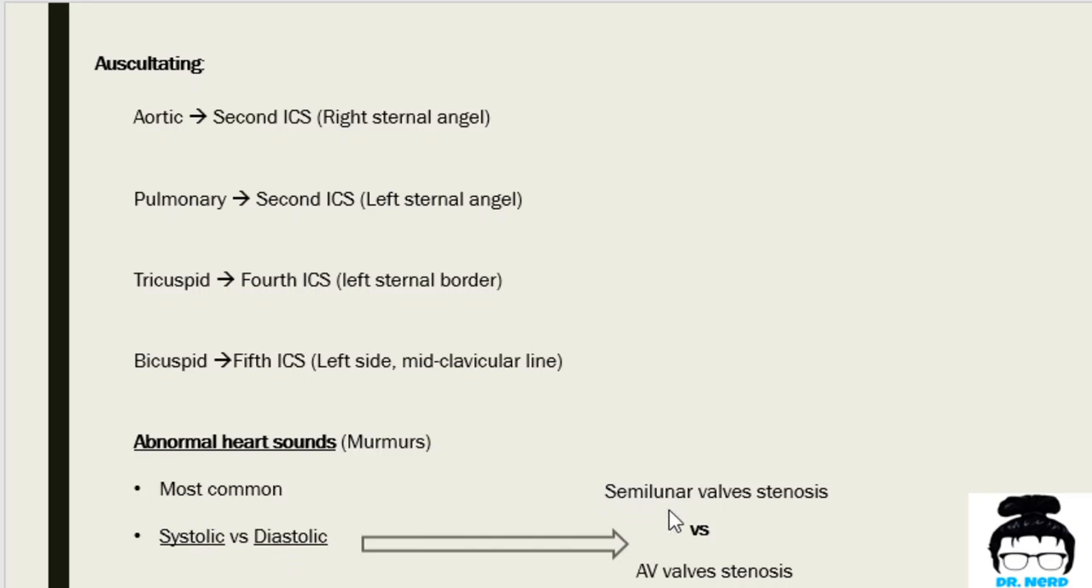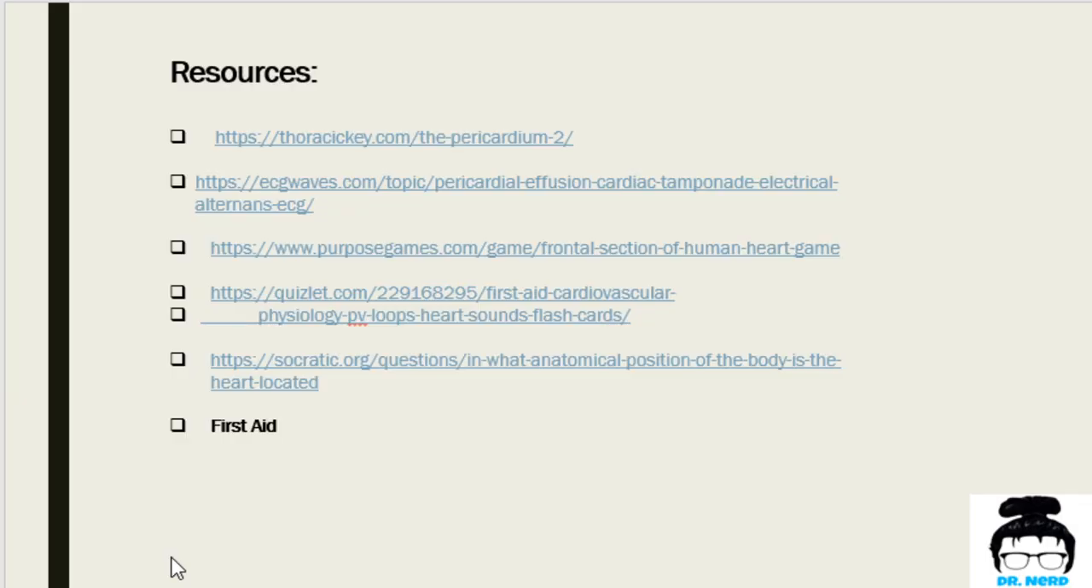Now, semilunar valve stenosis murmurs are better heard during systole. AV valve stenosis murmurs are better heard during diastole. This situation is exactly the opposite in regurgitation. So if there is semilunar valve regurgitation, this murmur is best heard in diastole, and if there is AV valve regurgitation, the murmur will be heard during systole.